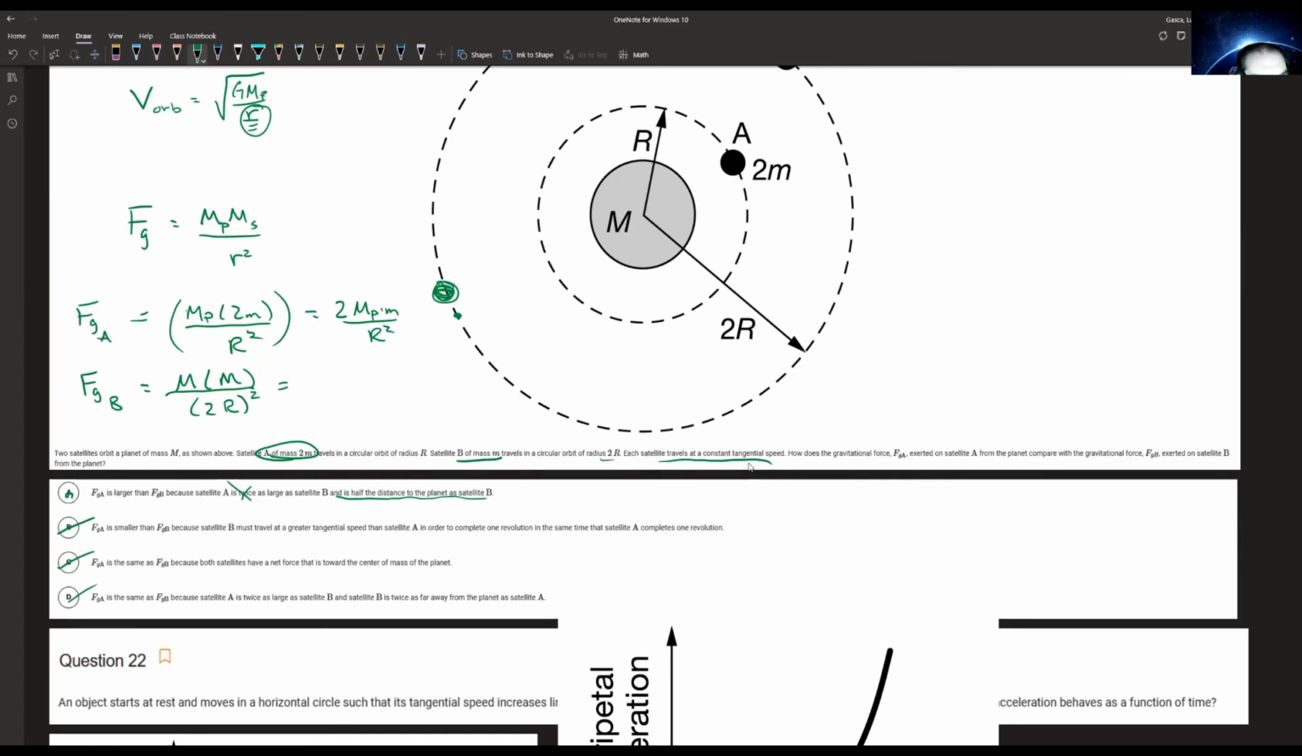So what we find out is that this is mass of the planet times the mass of the satellite all over 4r squared. So yeah, you used the wrong formula, but you got the right answer. I fumbled. I was answering the wrong question. We want to look at the force due to gravity.